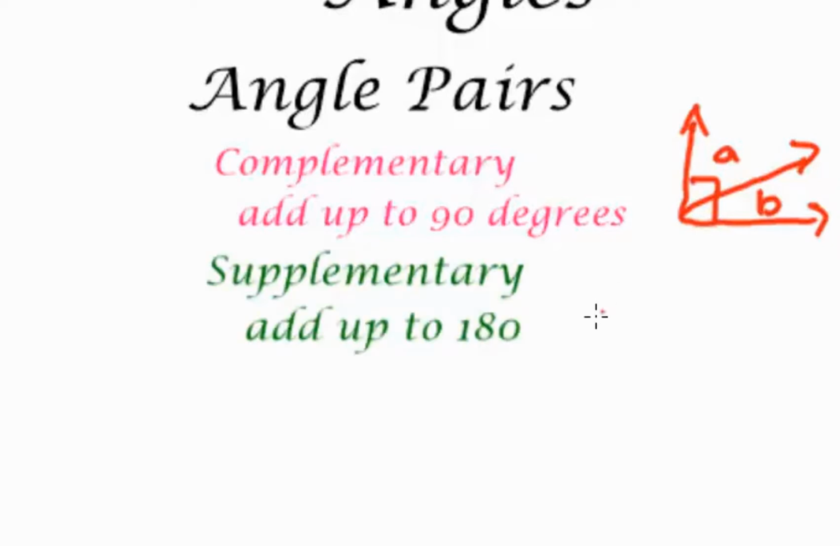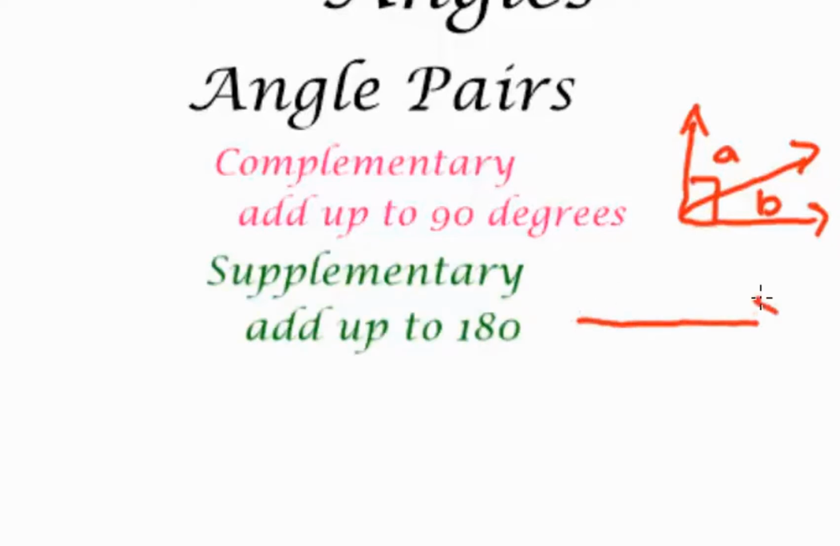Now, as we talk about angle pairs, we're talking about how angles relate to one another. The first pair we talk about is complementary, and that's when two angles add up to 90 degrees. They add up to make a right angle. So here I have a right angle, and within that right angle I have two angles, angle A and angle B. Because they are both part of that right angle, they add up to 90.